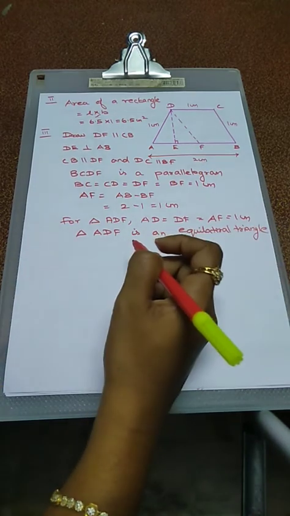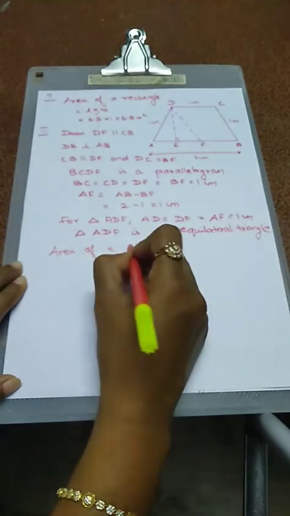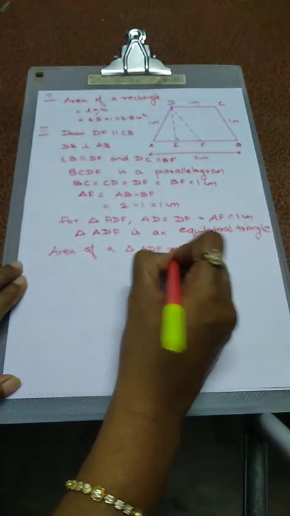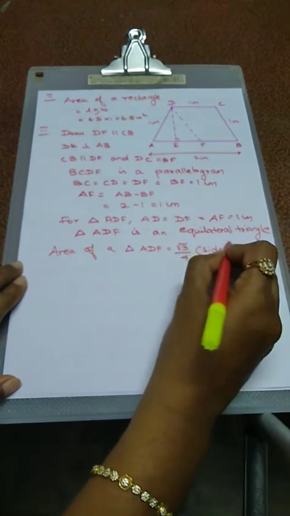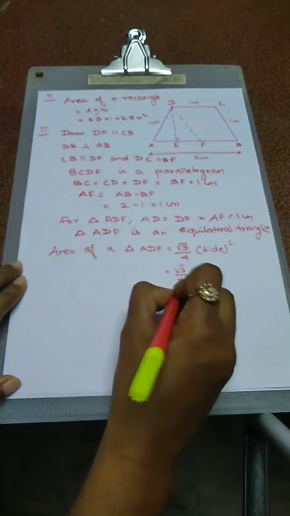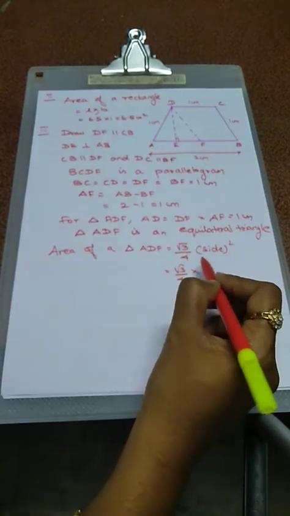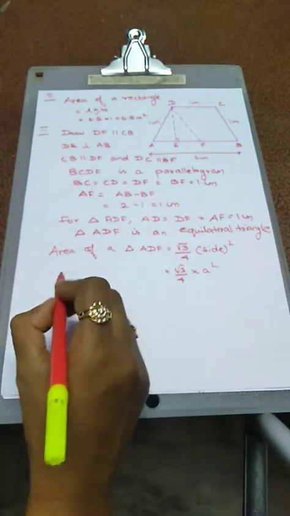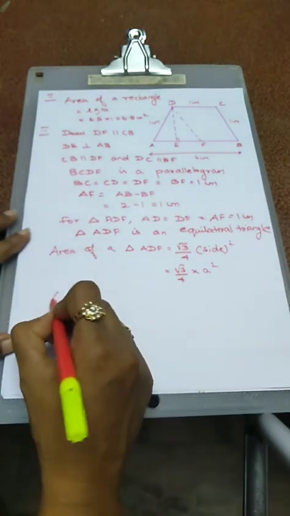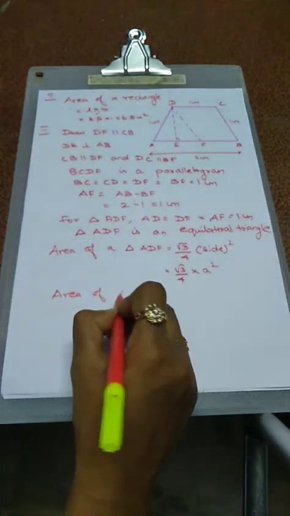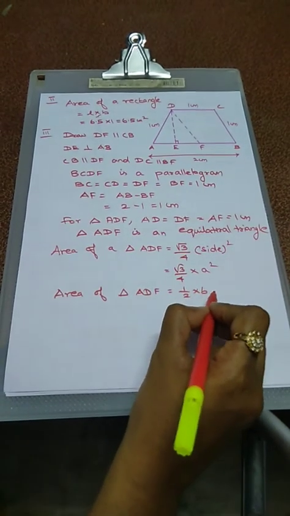Okay. Equilateral triangle means, what is the formula for area of a triangle? Area of triangle ADF is equal to root 3 by 4 A square, where A is the side. How can we find the side value? Actually area of a triangle is root 3 by 4 A square, and that is also half into base into height, a normal formula. So area of triangle ADF is equal to half into base into height.